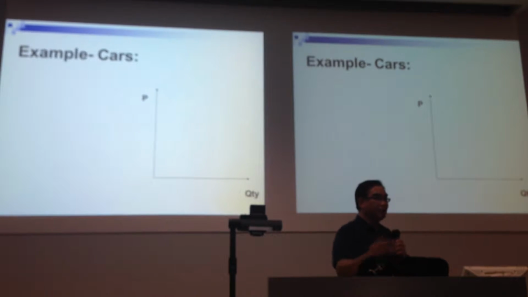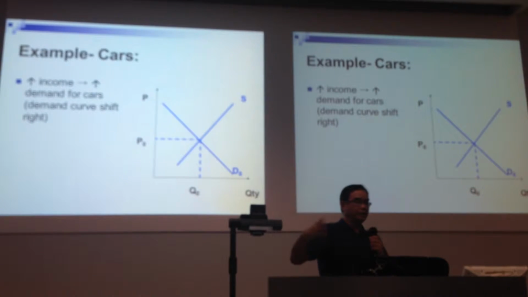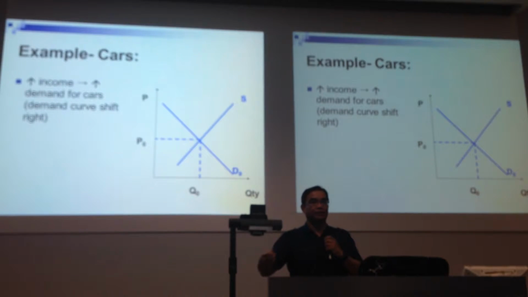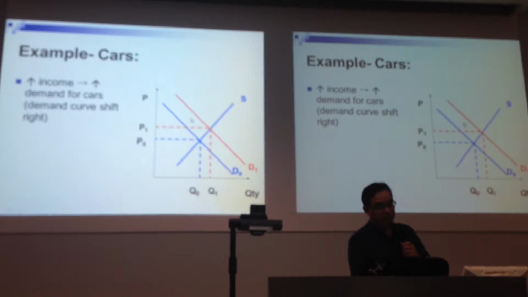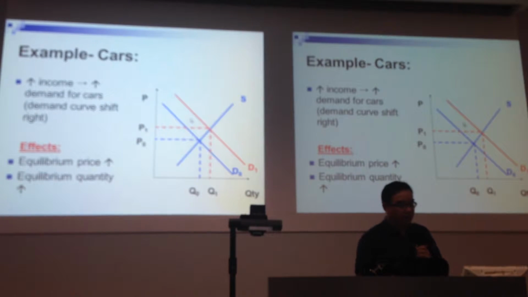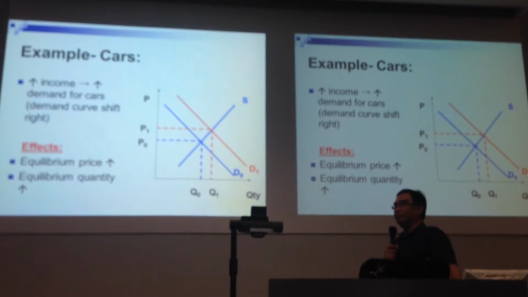So just a very simple example of a change in the equilibrium. Right? So in this case, this is a market for cars. If there's an increase in income, the demand curve will shift to the right. And the effect would be that the equilibrium price will increase and the equilibrium quantity will also increase.